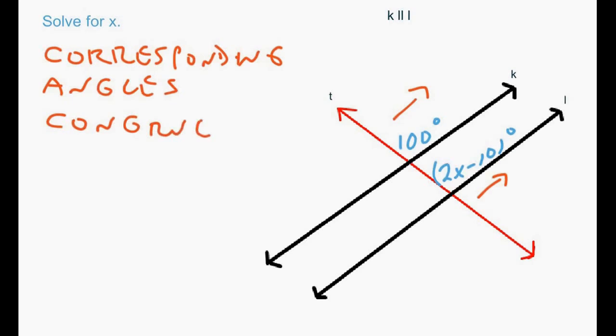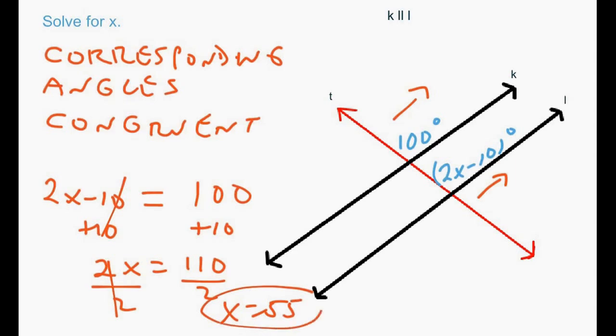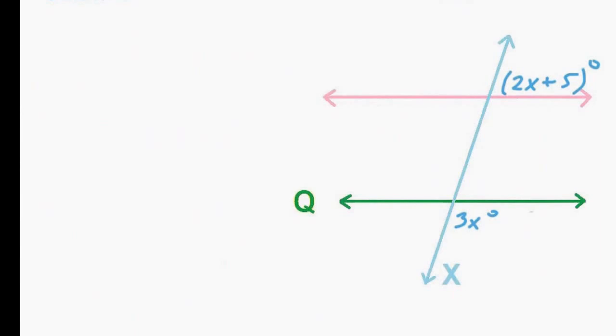This is something you have to make sure you know. Otherwise, you won't be able to set these up. If you don't know that they're congruent, then you won't know how to set up the equation and even get your answer. So since they're congruent, I'm going to say 2x minus 10 and 100 are equal to each other. Now I'll solve. We'll add 10 to both sides. 2x equals 110. We'll divide by 2 on both sides. X equals 55. And there we go. They're either going to be congruent or they're going to be supplementary.